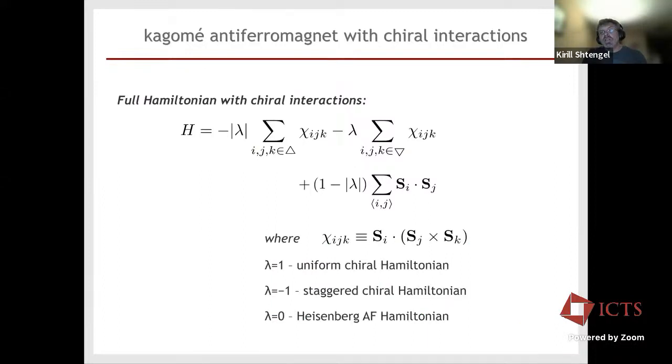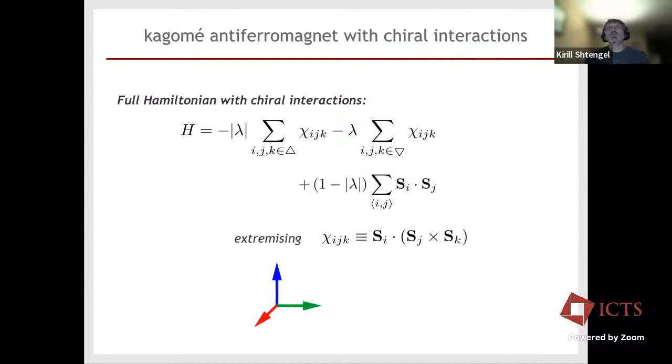Now, the Hamiltonian of our interest is the Hamiltonian that contains these chiral interactions rather than Heisenberg interactions, but we can also mix Heisenberg interactions into it if you wish. So we can parameterize the Hamiltonian by this parameter lambda. If lambda is equal to one or minus one, you have only chiral interactions, and the difference between lambda equals one and lambda equals minus one is whether the chiral interactions on the upward-looking triangles and downward-looking triangles have the same sign or opposite signs. On the other hand, if you take lambda equals zero, then both chiral terms die for the upward and downward-looking triangles, and you're only left with the Heisenberg term. And so this nicely allows you to connect the chiral Hamiltonian to the Heisenberg Hamiltonian. But let's focus on the purely chiral case.